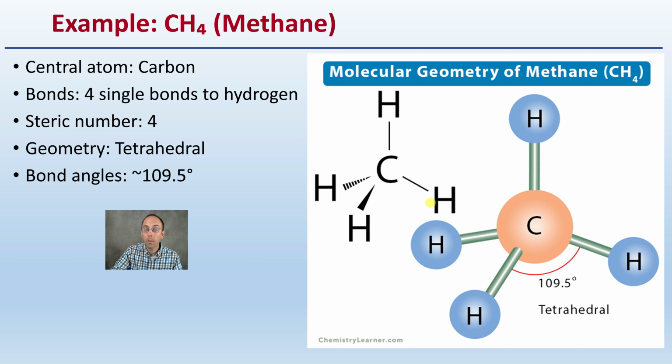As a reminder here, these solid lines represent those bonds in the same plane. The dark triangle shape here shows that hydrogen is coming towards you. And this hydrogen here with the dashed lines means that hydrogen is essentially away from you, to give you an idea of that 3-dimensional shape here.